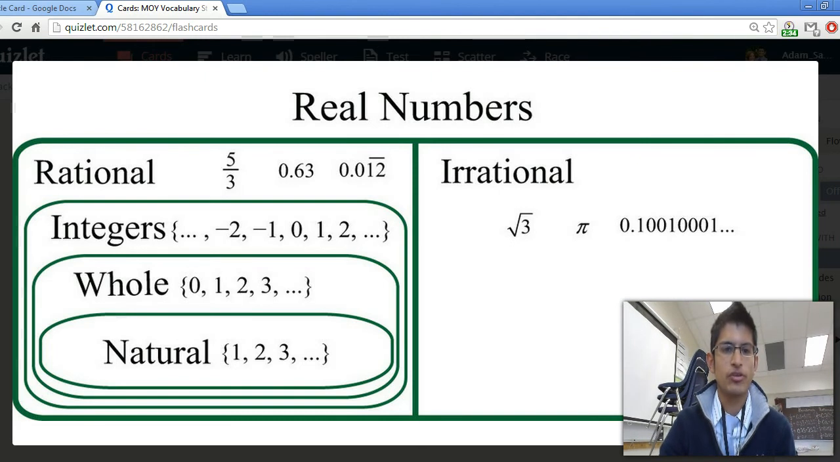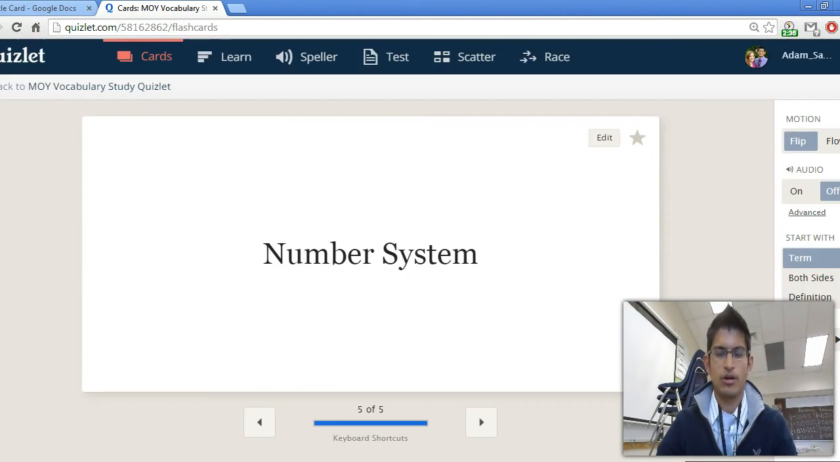So what this graphic is showing you is that a natural number is a whole number. It's also an integer. It's also a rational. A whole number is also an integer, and it's also a rational. An integer is also a rational, and a rational is a real number. So a rational is not an integer, it's not a whole number, and it's not a natural number, but it goes the other way around. So these circles were here to show you that. Okay, so those are your 5 vocabulary words.